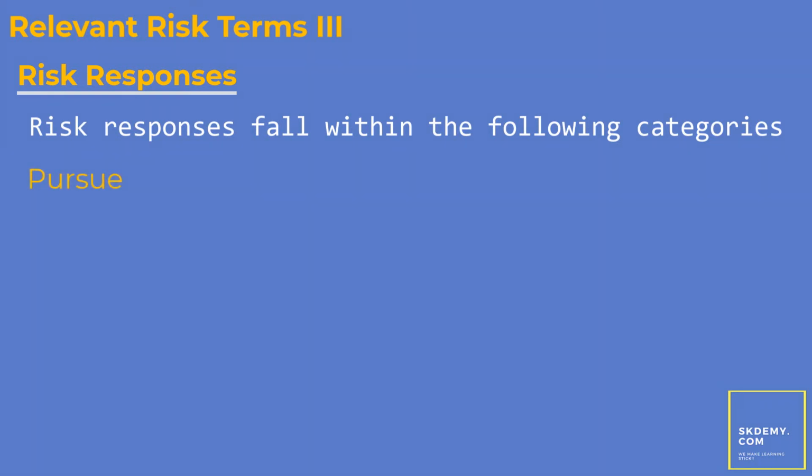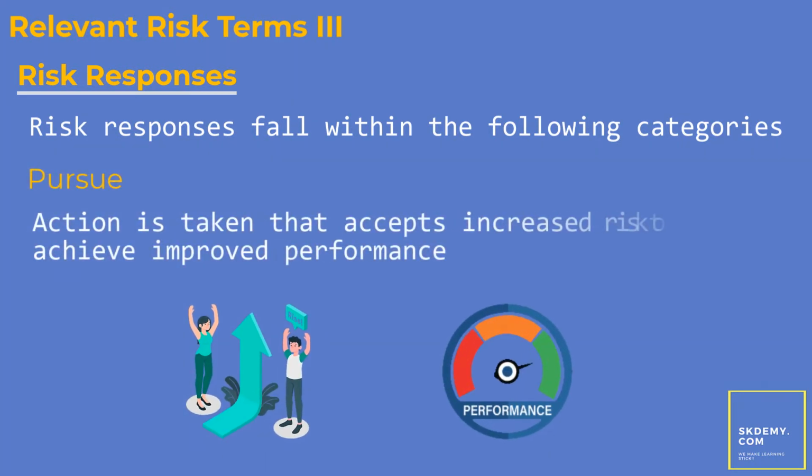Pursue. Action is taken that accepts increased risk to achieve improved performance. This may involve adopting more aggressive growth strategies, expanding operations, or developing new products and services. When choosing to pursue risk, management understands the nature and extent of any changes required to achieve desired performance, while not exceeding the boundaries of acceptable tolerance.